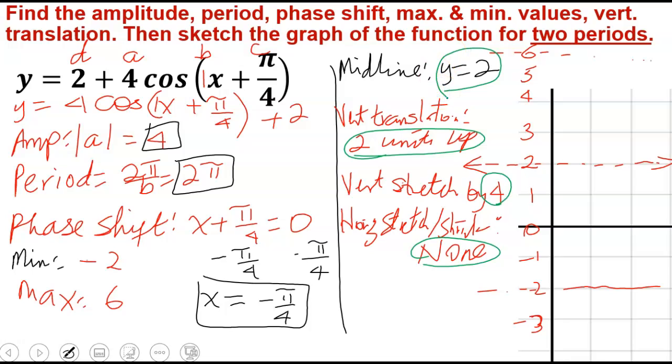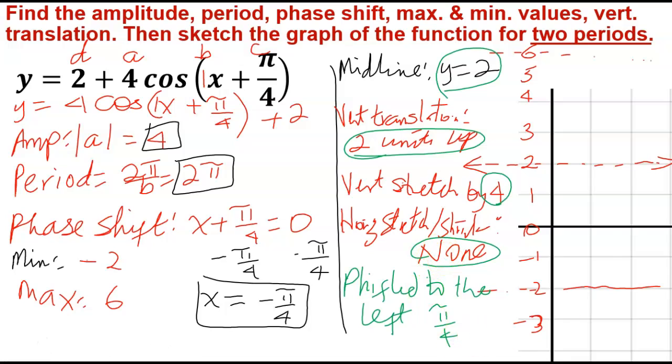All right. And then transformation. It's almost there. All these describe the transformation. How about the horizontal shift? It is the phase shift, which we already found here. And you just describe it: shifted to the left. So these are the transformations.